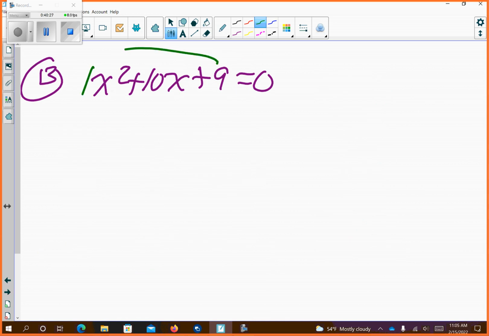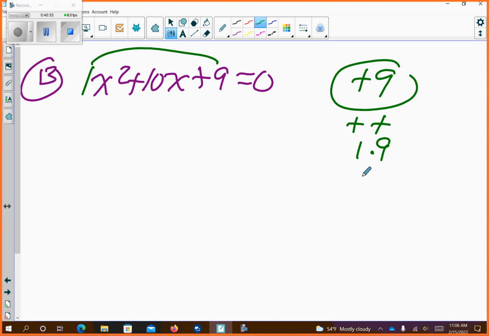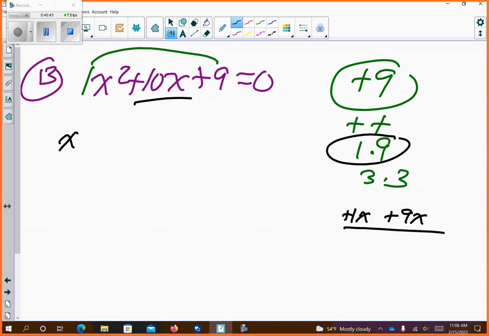Number 13. Put a 1 out front. We get a positive 9. There's no negative signs there, so both are positive. So 1 times 9 and 3 times 3. 1 and 9 will give you 10 when you add them together. So this is going to replace the 10x. Put them in whatever order you want. Just make sure the signs come along.